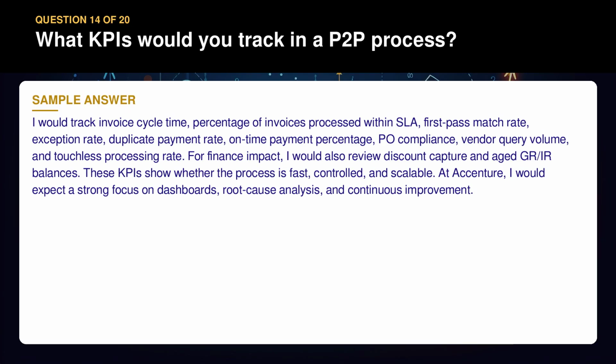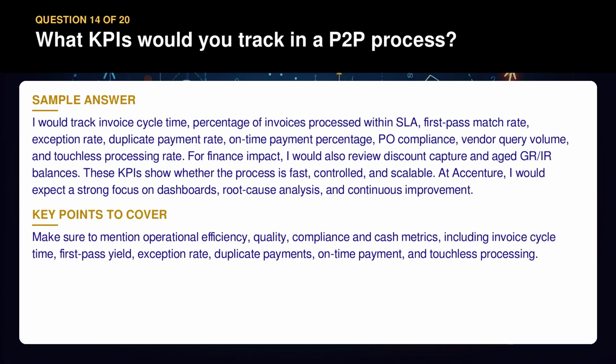These KPIs show whether the process is fast, controlled, and scalable. At Accenture, I would expect a strong focus on dashboards, root cause analysis, and continuous improvement. Make sure to mention operational efficiency, quality, compliance, and cash metrics, including invoice cycle time, first pass yield, exception rate, duplicate payments, on-time payment, and touchless processing.